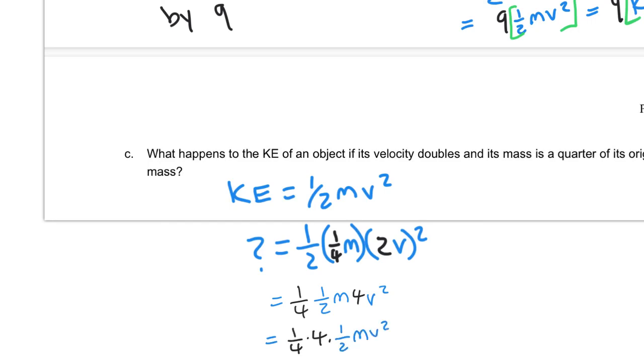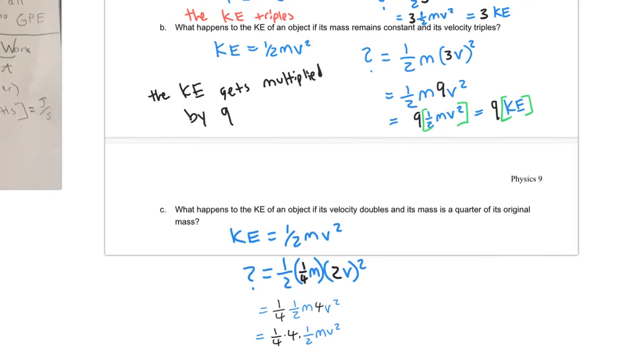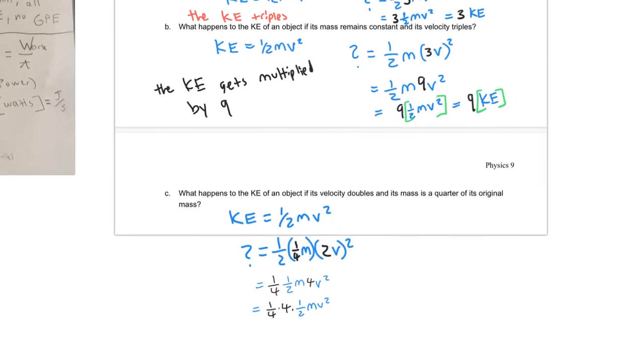mv squared. Now, I think my student at home is probably getting this because, as I said over here, KE equals 1/2 mv squared. So this 1/2 mv squared equals KE. So that's cool. Let me just write that. There are a few different ways we could go with this, but I'm just going to get this over with and write that. All right, KE. And I'll color code the green brackets there.